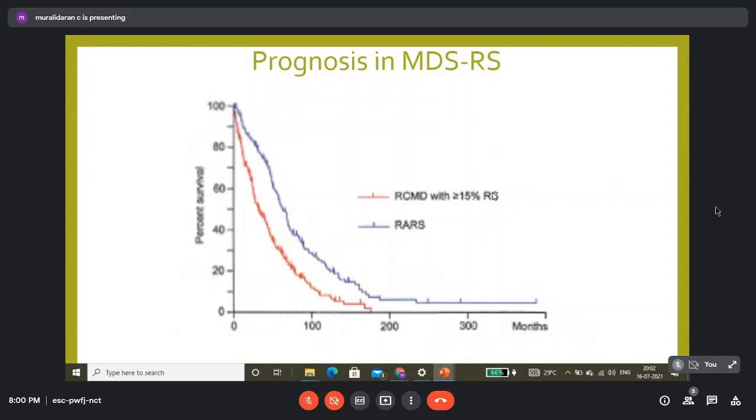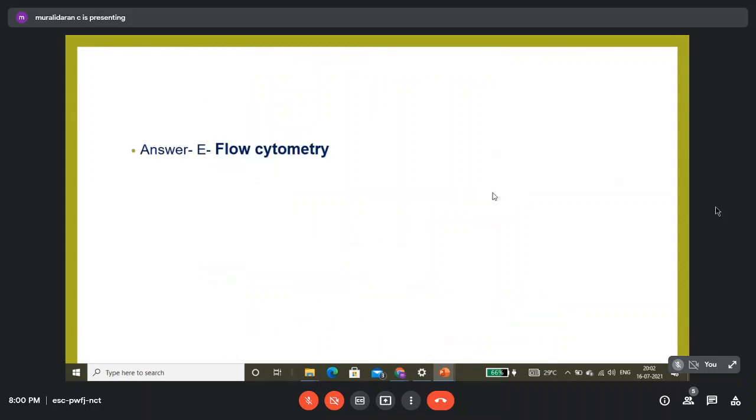Now we have a drug for this entity, luspatercept, that I mentioned in the last session. The drug was recently approved, and this is also a wonderful drug. Along with lenalidomide, if they are not responding to lenalidomide, you can go for luspatercept. They will become transfusion independent, and this specifically works for MDS with RS patients. So the answer is flow cytometry.